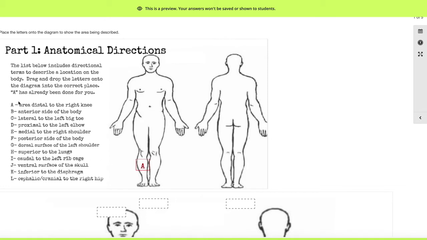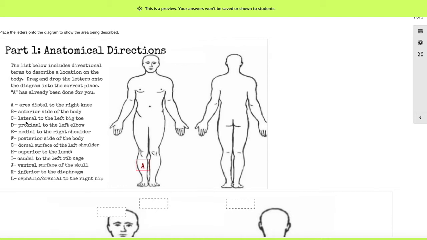So A tells you that you would have needed to put it in an area distal to the right knee. Now, this whole time, you need to make sure you're keeping in mind anatomical position and that your right is not the patient's right and your left is not the patient's left. So the right knee, in this case, would be right here on this side, which to you is on your left, but the patient's right. So distal, again, means further from the root. So because it's the leg, it would be further from the hip than the knee. So you would put it just below the right knee.